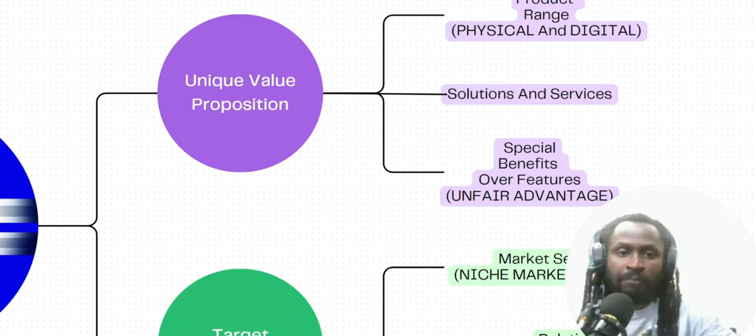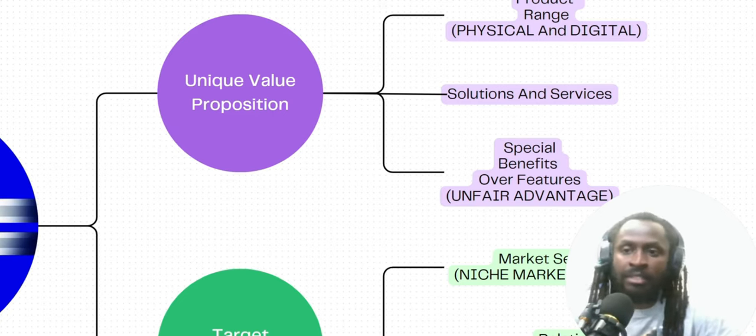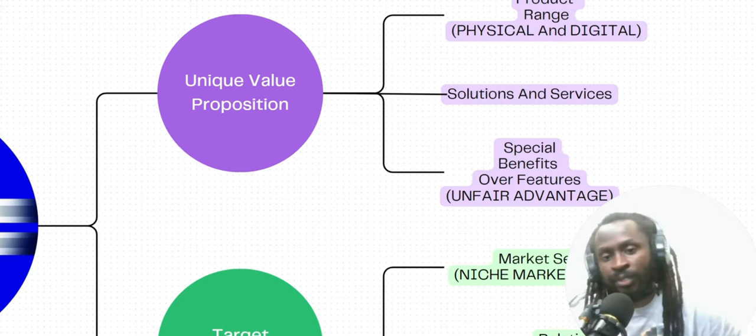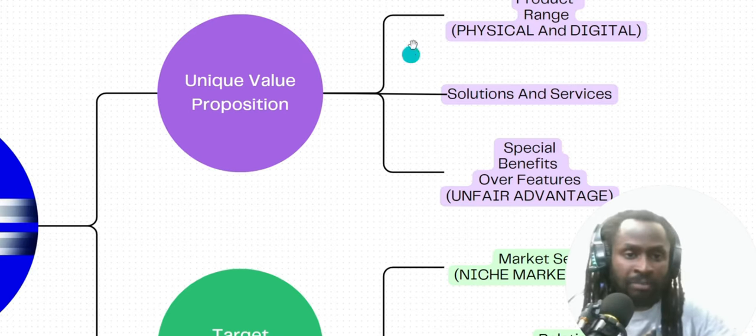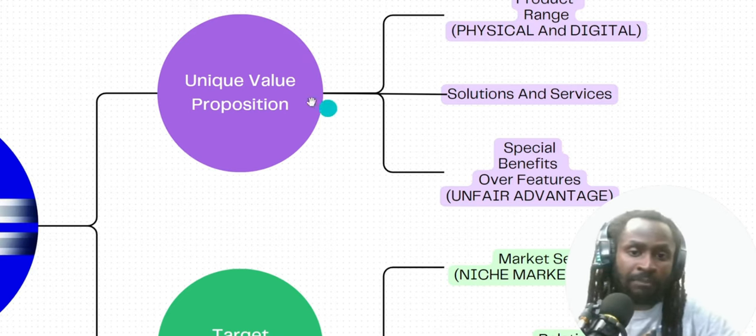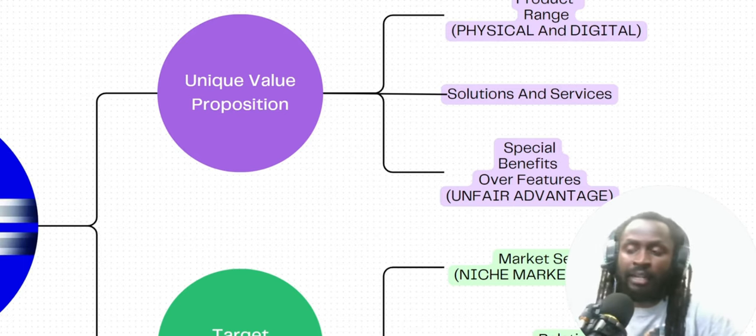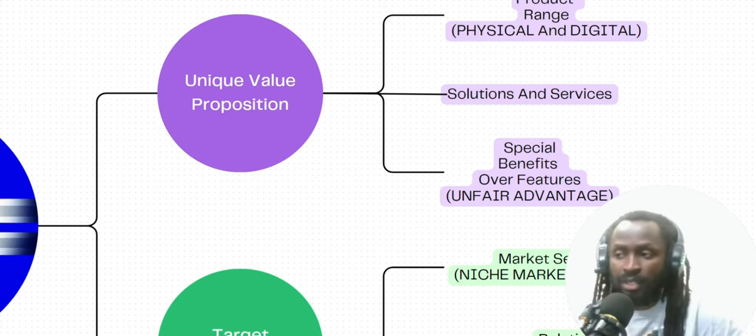So physical means it can be shipped, so an address is required, and all the stuff that requires logistics. Whether it's digital logistics or physical logistics, we help you with that, because of building a product and all that. And also solutions and services, we also help you with that: how you can build monetizable solutions and services.